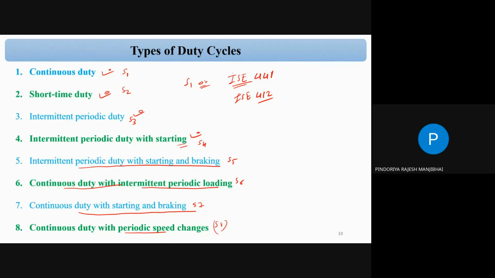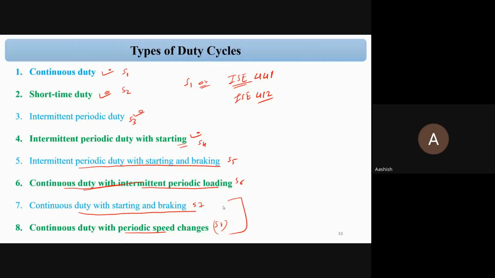So we have a total of 8 types of duty cycle. Total may be 10 or 11 types, but the most important are only up to 6: including continuous duty with intermittent periodic loading. The 7th and 8th are not important. Only 1, 2, 3, 4, 5, 6 are important.